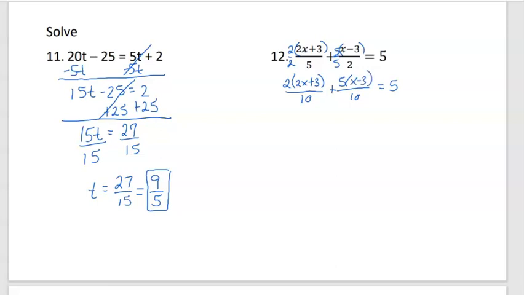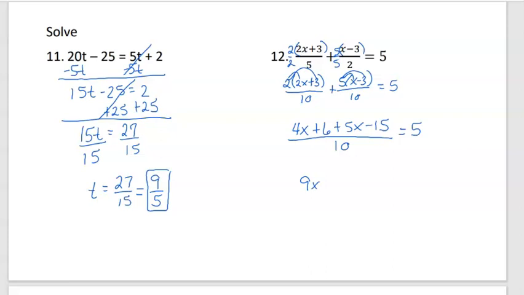I'm going to go ahead and take care of this distribution. 2 times 2x is 4x. 2 times 3 is 6. This is positive 5 times x, which is 5x. This is positive 5 times negative 3, which is negative 15. I'm also going to write this whole thing as over 10 because I'm writing these all together under one fraction. And the whole thing still equals 5. 9x is what we'll have from adding 4x and 5x.